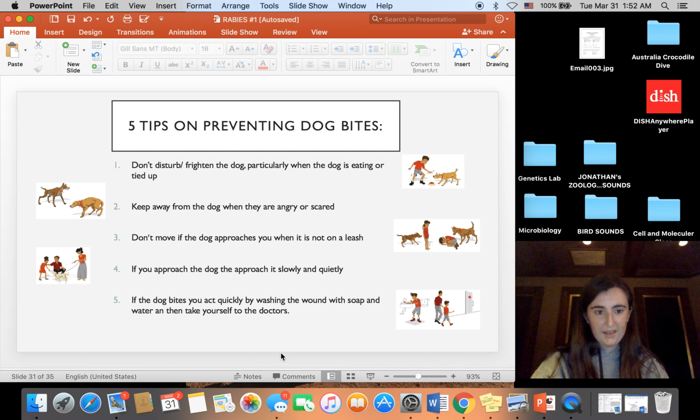And number 5 is, if the dog bites you, you need to act quick by washing the wound with soap and water and then take yourself to the doctor's. Which, yeah.